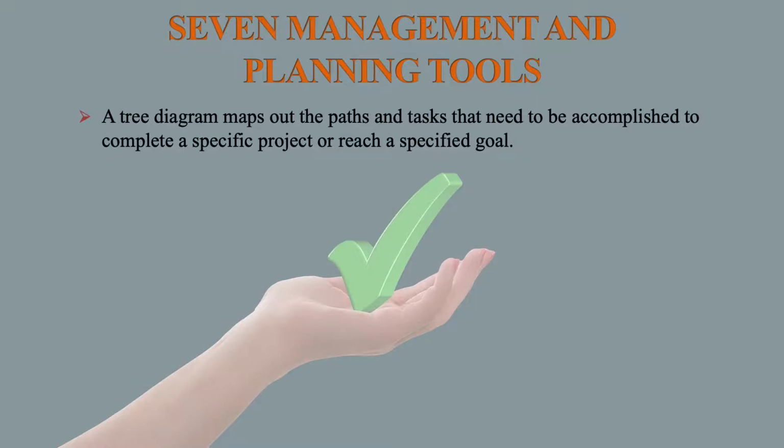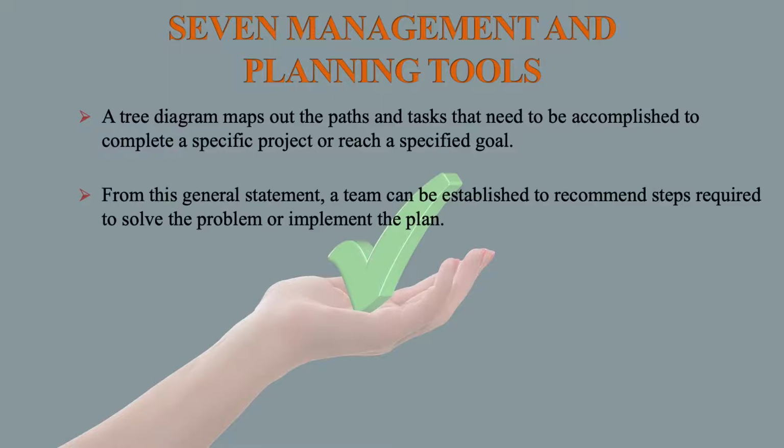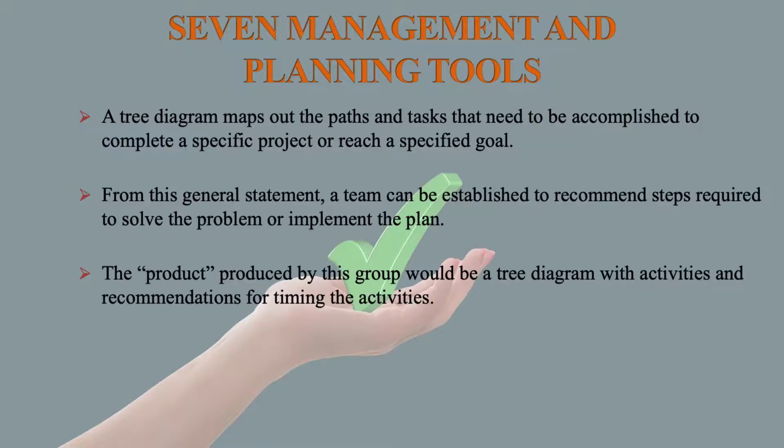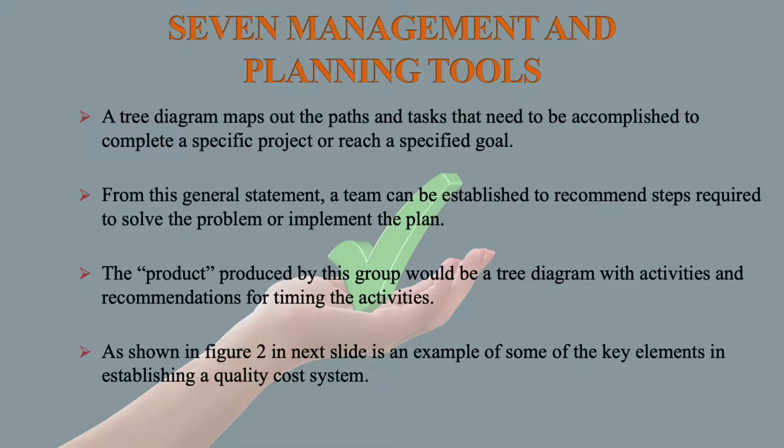A tree diagram maps out the paths and tasks that need to be accomplished to complete a specific project or reach a specified goal. From this general statement, a team can be established to recommend steps required to solve the problem or implement the plan. The product produced by this group would be a tree diagram with activities and recommendations for timing the activities. Figure 2 in the next slide is an example of some of the key elements in establishing a quality cost system.